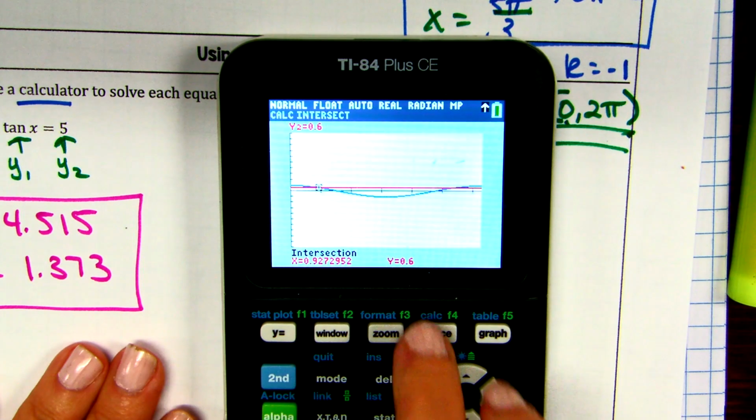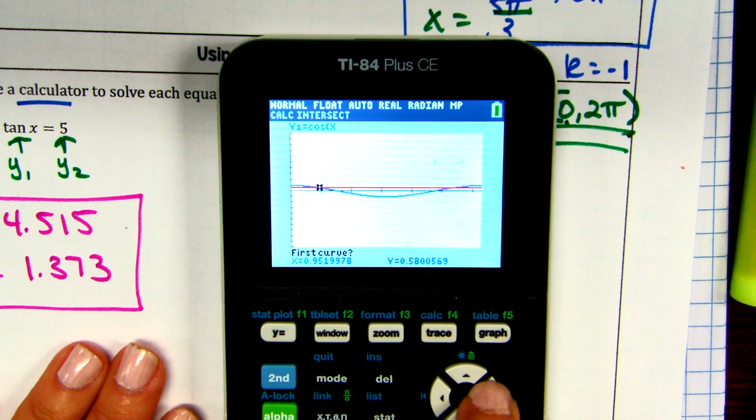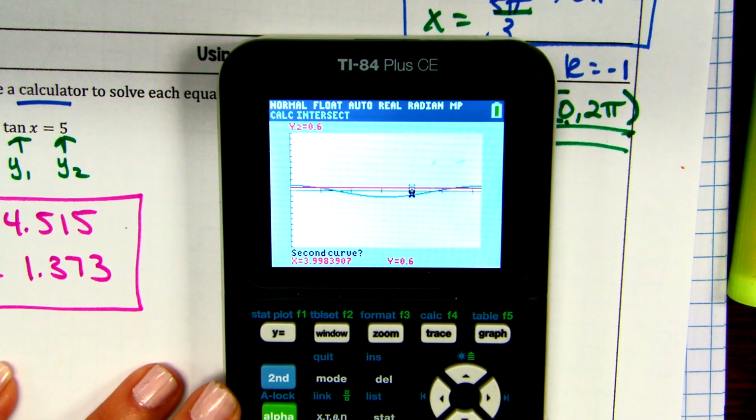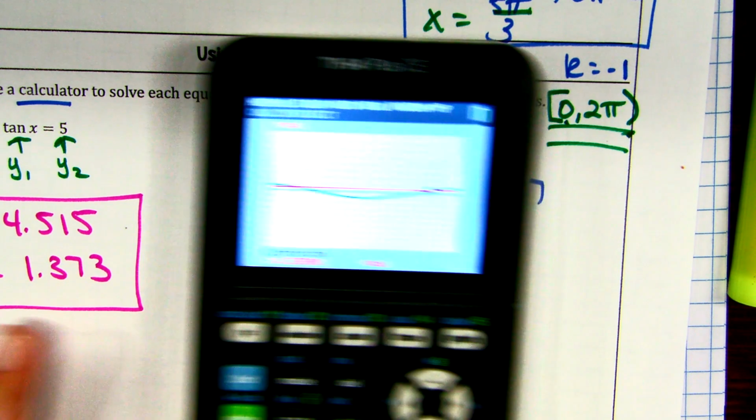Okay? So second intersect, arrow over. Just get somewhere close to it. You don't have to be super close. You can be pretty far away. Here's a great spot. Enter. It always jumps up to the horizontal line. Enter. Guess. And we get 5.356.